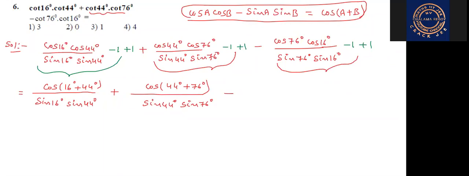Take minus common. What do we get? The numerator is in the form of cos of A minus B: sine 76 degrees, sine 16 degrees. The numerator will come after taking the minus common: cos A cos B plus sin A sin B. That means cos of A minus B.